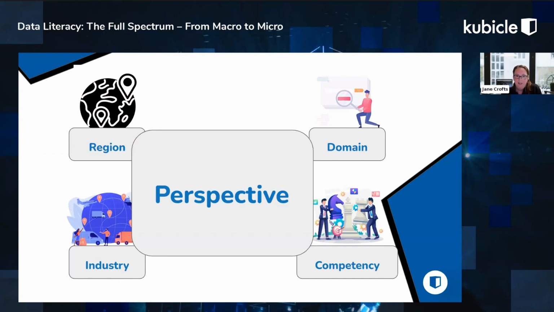The next piece is to be able to say, all right, we know where we are now, but where do we want to be? And what does that look like for different areas of the organization? And this is where we start to see that fine tuning.